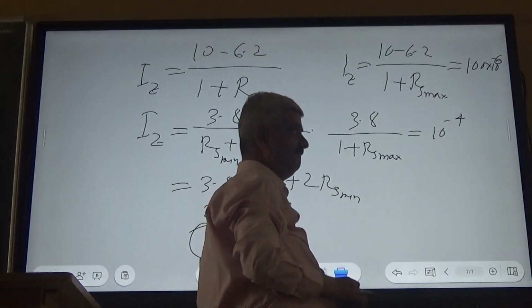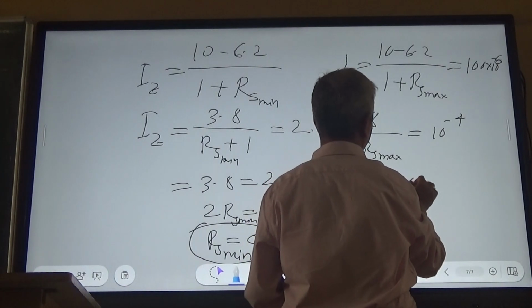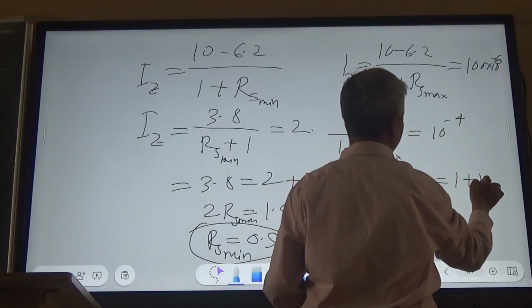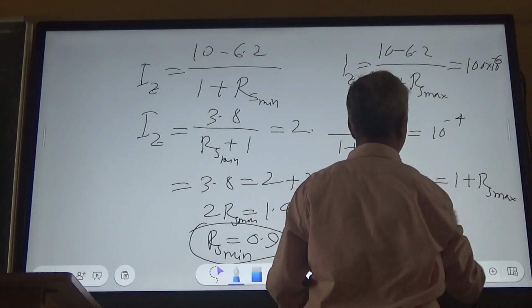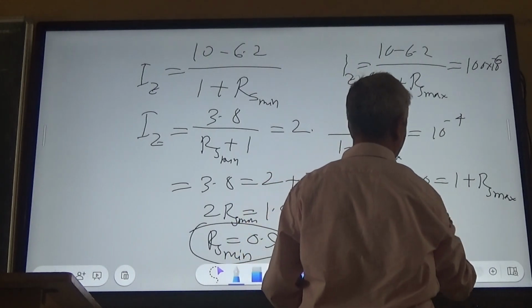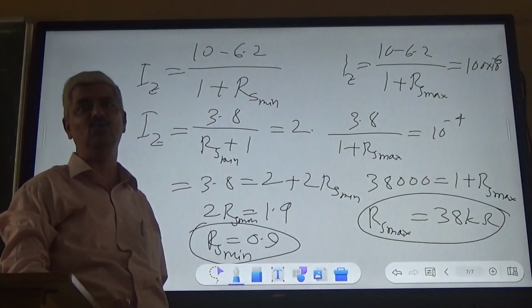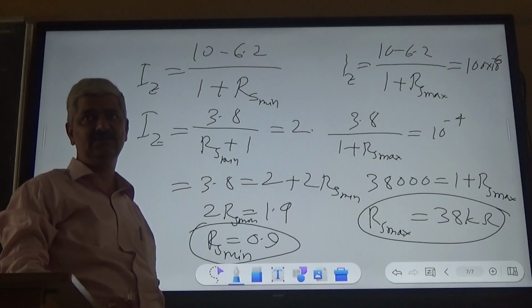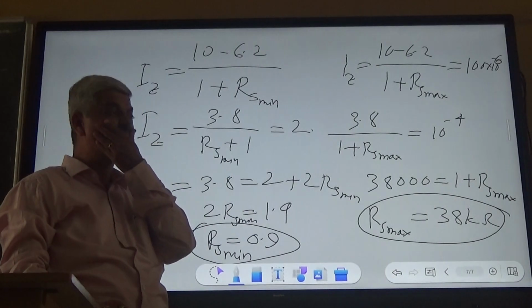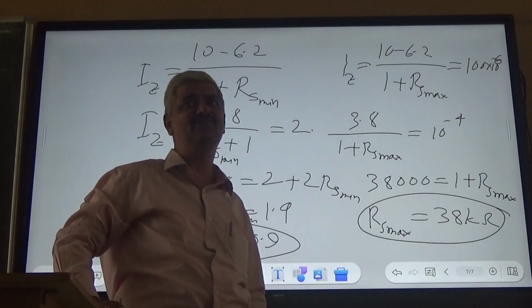Right? Multiplying both sides by 10 raised to 4, 3.8 should be equal to 1 plus Rs max. So Rs max should be equal to 38 kilo. Rs max should be 38 kilo. But will it be only based on this? No.